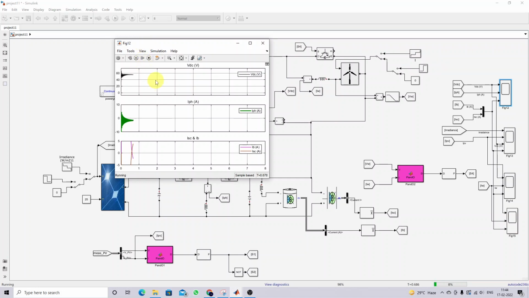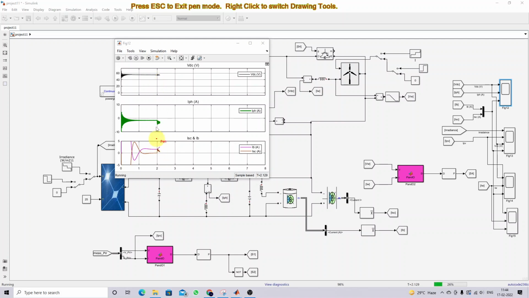Here you can see this is the voltage across the load, and then this is the inductor current of this multiport converter. This one is the battery current, and this one is the supercapacitor current. So the load is receiving current from the battery. We will check after 2 seconds, when the load is going to be added to the system.